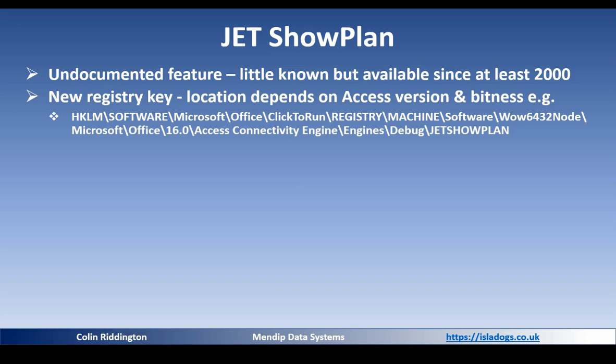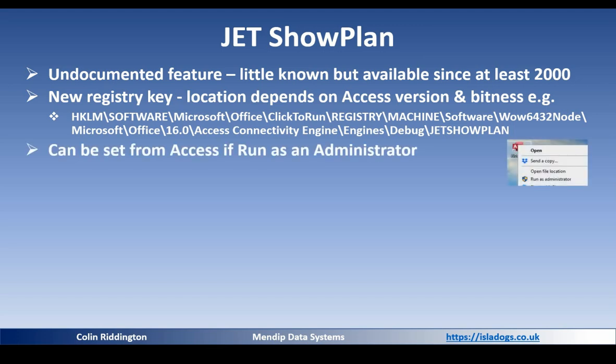Of course, once you've got that far, you've only got to then turn it on or turn it off. That's your choice. But as I say, the key doesn't normally exist. The good thing is that you can set that from Access, providing you run Access as an administrator. To do that, you need to right-click on the shortcut and then select the Run as Administrator option. Doing that gives you elevated privileges, which allows you to edit the HKEY_LOCAL_MACHINE hive of the registry. You can't do that as a standard Access user.